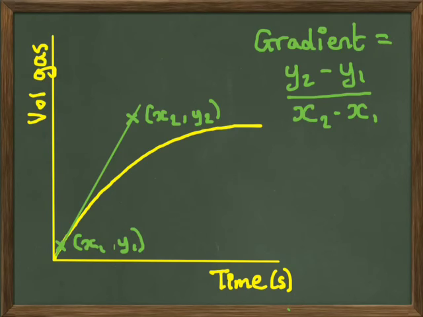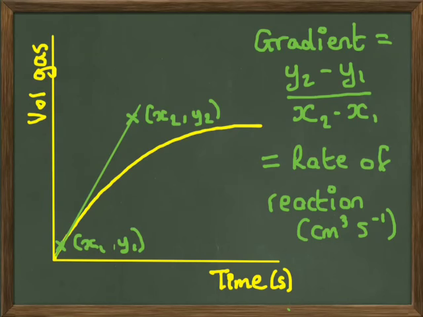Now, this tangent that we've just drawn can be used to calculate the rate of this reaction. So what you do is you choose 2 points of this tangent. They should be quite spaced apart. One of those points will have the coordinates x1, y1 as labelled, and the other point will have the coordinates x2, y2. Now, to calculate the gradient of this graph, you need to do y2 minus y1 divided by x2 minus x1.